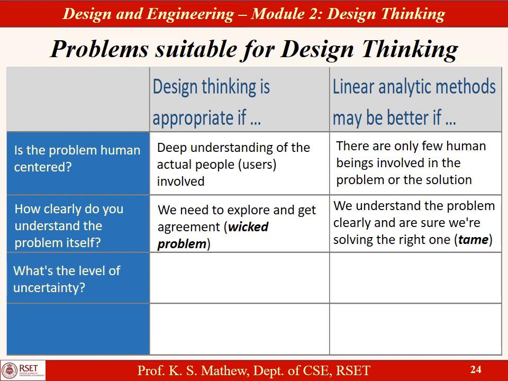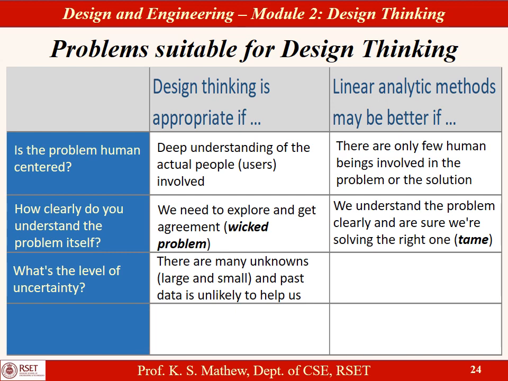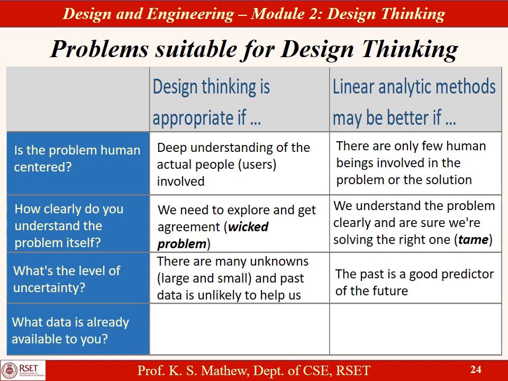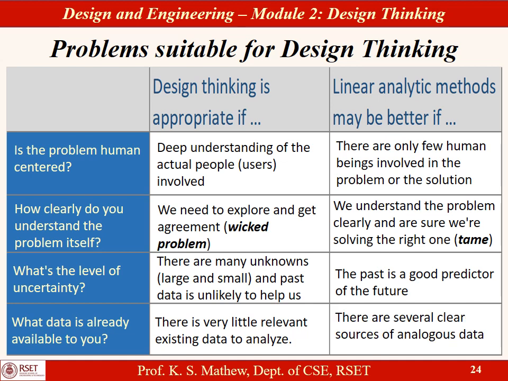What is the level of uncertainty involved in the problem? There are many unknowns, large and small, and past data is unlikely to help us. Or, the past is a good predictor of the future. There is not much uncertainty. Past data is good for predicting the future. In that case, you can apply analytical problem solving approaches. What data is already available? There is very little relevant information or existing data to analyze. Or, there are several clear sources of analogous data available which will help to solve the problem. In that case, you can go for analytical methods.